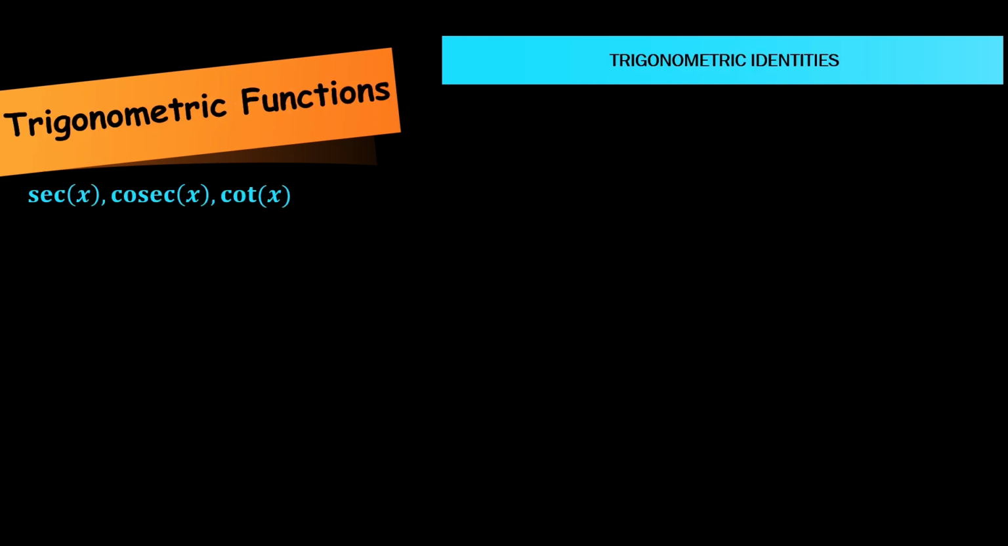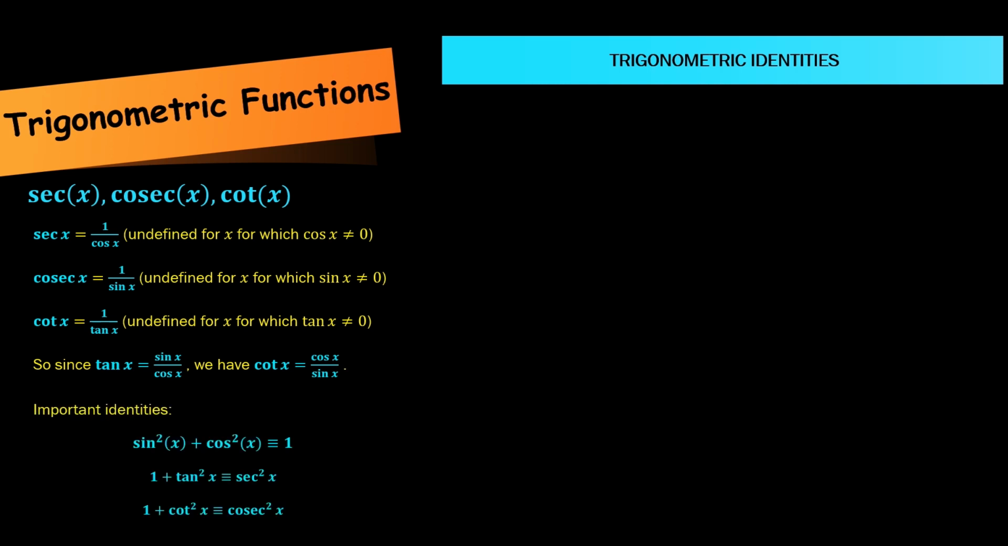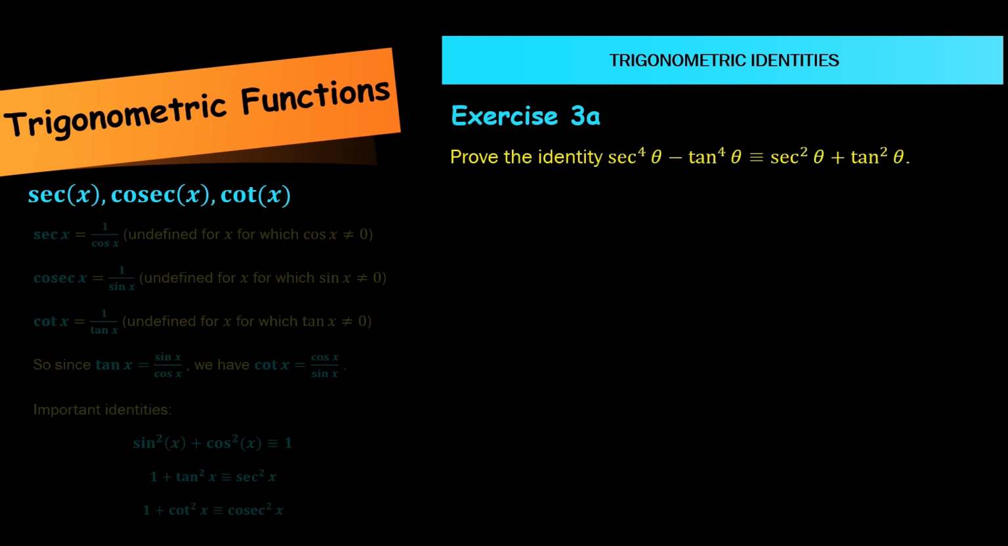Before we go on to the next exercise, let's remind ourselves of the definitions of sec, cosec, and cot. So sec equals 1 over cos, cosec equals 1 over sine, and cot equals 1 over tan. Also, since tan equals sine over cos, we have cot equals cos over sine. And at the bottom of your screen, you can see some important identities. Now let's consider exercise 3. Let's take a look at part A first.